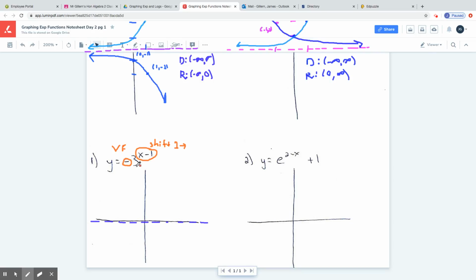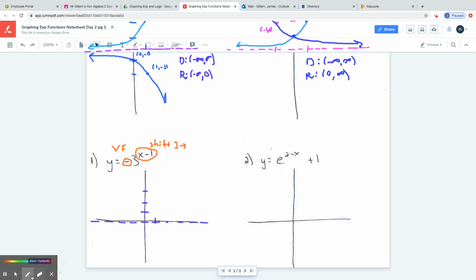Now, we normally have a point at (0, 1) and at (1, 3). Why is it not (1, 2)? Because our base is 3. Those are our normal points. So if I were to take (0, 1), two things are going to have to happen: I have to flip it, and then I have to shift it to the right one.